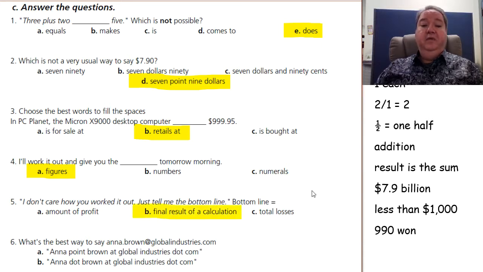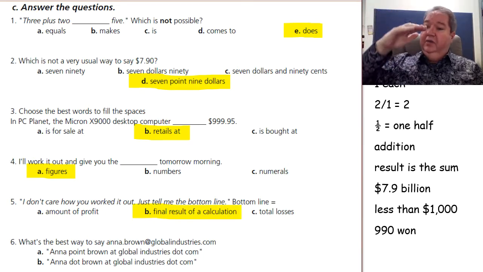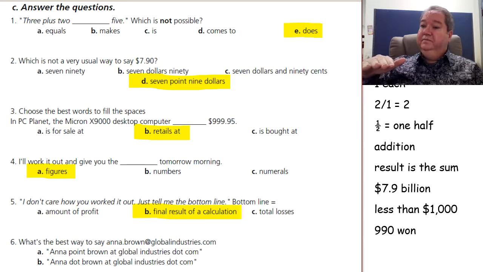Okay? Number 5, I don't care how you worked it out. I don't care about your calculations. I don't care about the details. Just tell me the bottom line. The bottom line is the final result of a calculation. If you're working on a balance sheet or something like that, you have all the calculations, you have all the numbers. At the very bottom of the page, you have the final result. After you've multiplied and divided and added and subtracted, you have the end result. That's the bottom line.